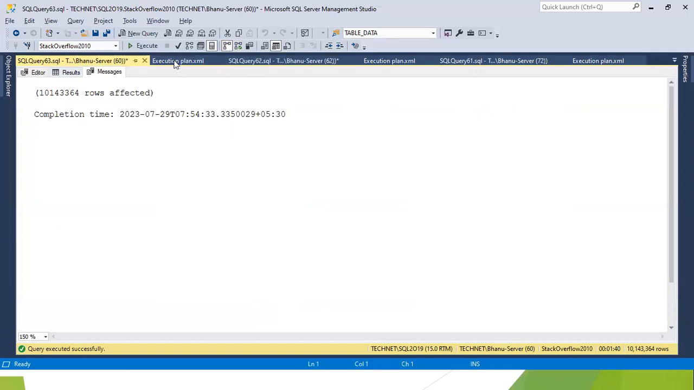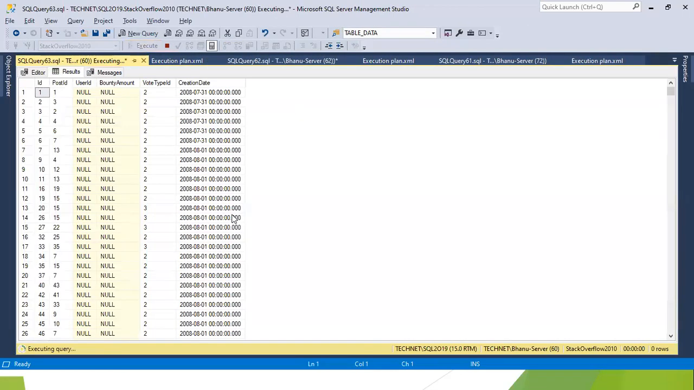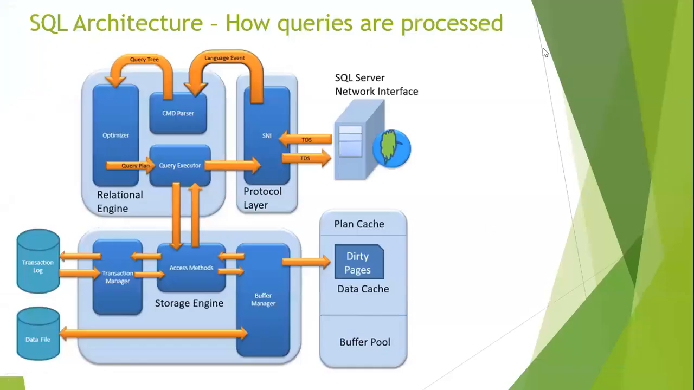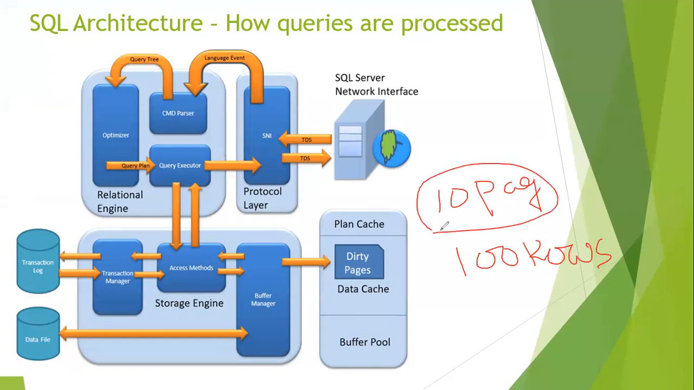Oh, my bad. Sorry. I have not enabled the execution plan to show you that parallel execution. Okay, fine. So this query needs around 10 pages to get 100 rows.